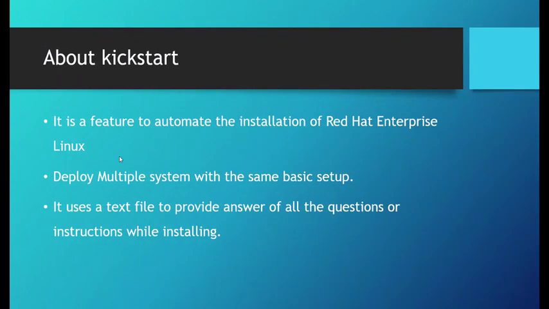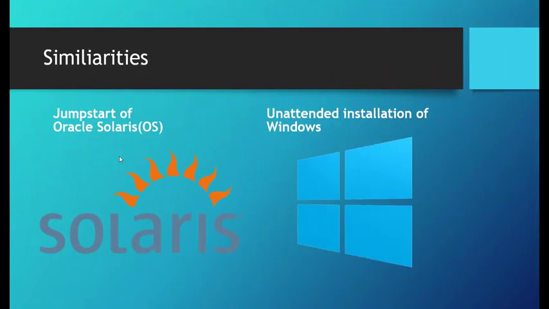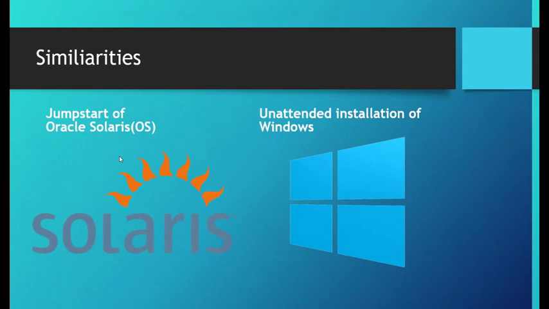So basically, what is Kickstart? Kickstart is a feature by which we can deploy or automate our installation of Red Hat Enterprise Linux 7. It is a text file. This text file provides answers to all the questions asked while installing the Red Hat Linux operating system. It is similar to Windows unattended installation or Jumpstart of the Oracle Solaris operating system.